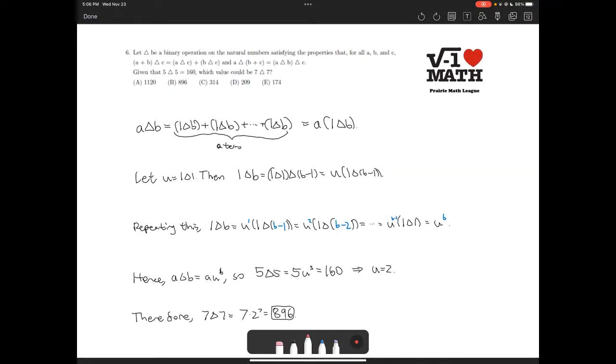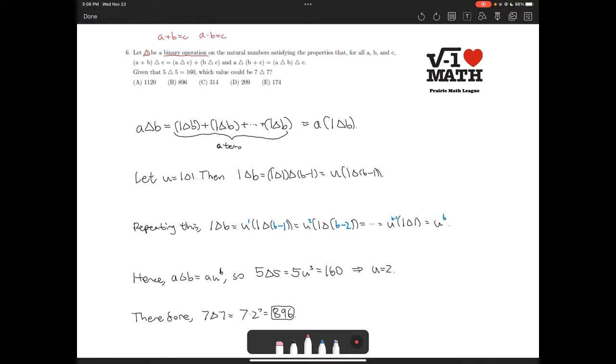For problem number 6, we have a triangle as a binary operation. Now, what is a binary operation? A binary operation, as we can infer from the context, is an operation that takes two numbers and returns another number. This can be something like addition or multiplication. But here we have a triangle, so this is the new one that we're defining.